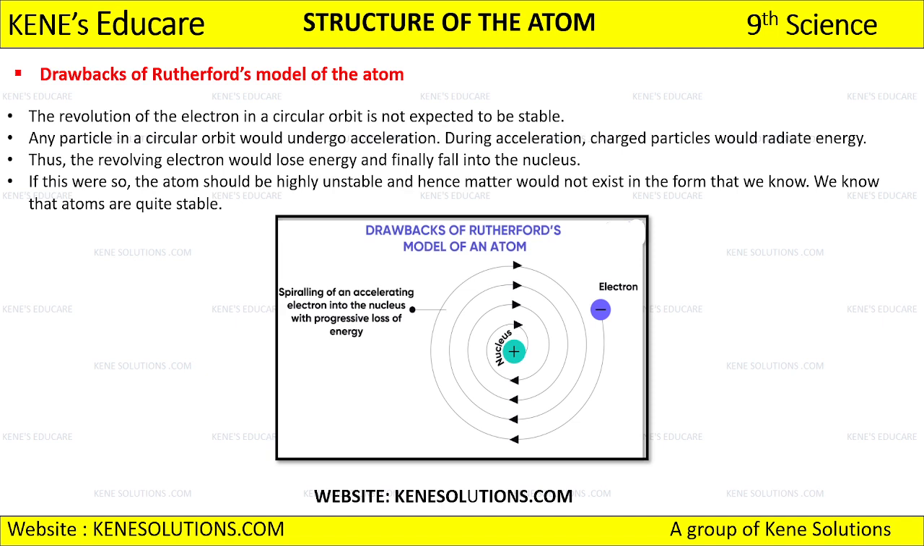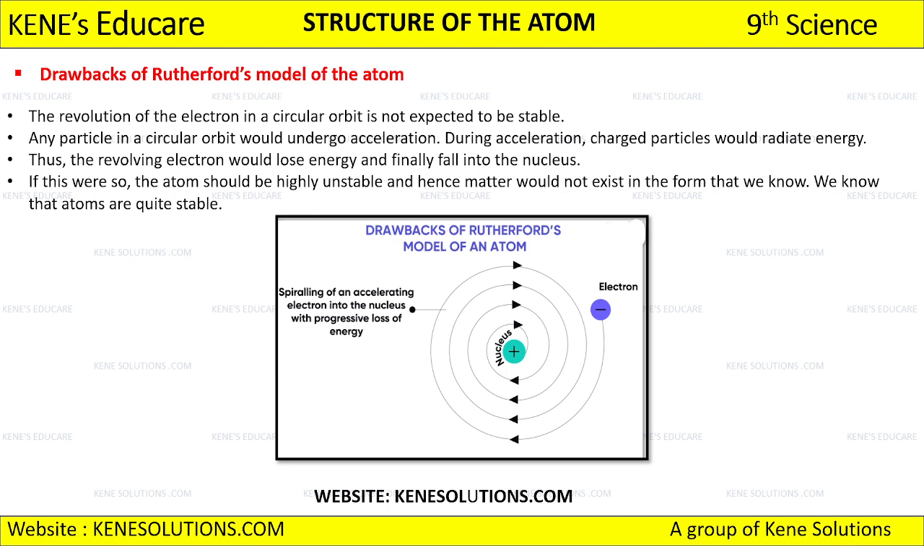When this energy has been radiated, the revolving electron starts losing energy, and because of that it falls into the nucleus. If this were so, the atom becomes highly unstable, and hence the matter will not exist in the form that we know. These are some of the drawbacks of Rutherford's model, because of which it failed. We don't use it, but still the discovery of Rutherford is very much respected, and that is why he was awarded the Nobel Prize as well.